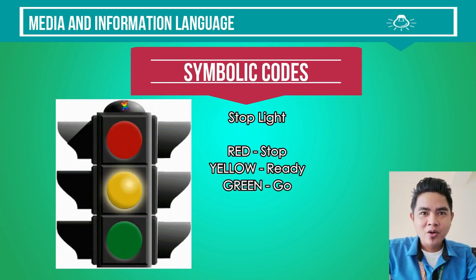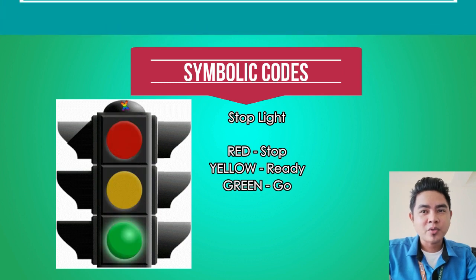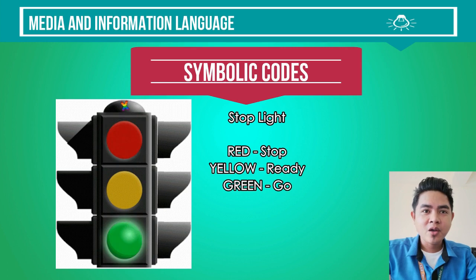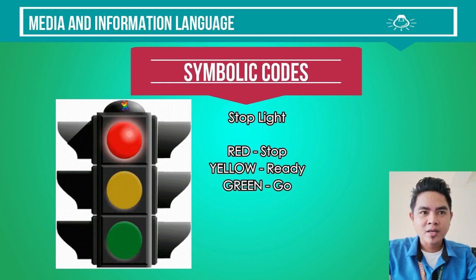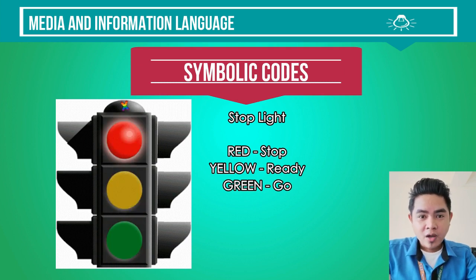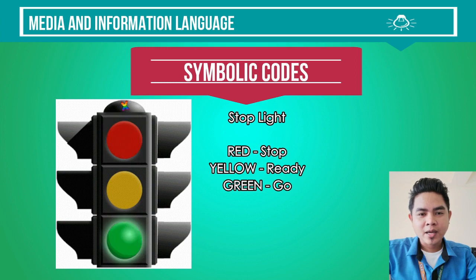So, every color has a different meaning or interpretation. For example, the color red is for stop. The color yellow is for ready. And the color green is for go. And walang nakasulat sa stoplight na si red is stop yan siya. So, pagkakita natin ng stoplight, automatic lang natin maiisip or malalaman na ang red pala is stop yan siya. And si green is go. And then, si yellow is for ready. So, agad natin malalaman kaagad.